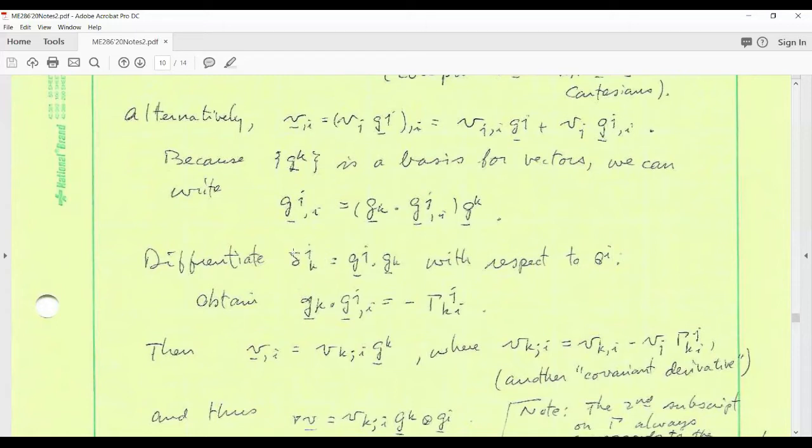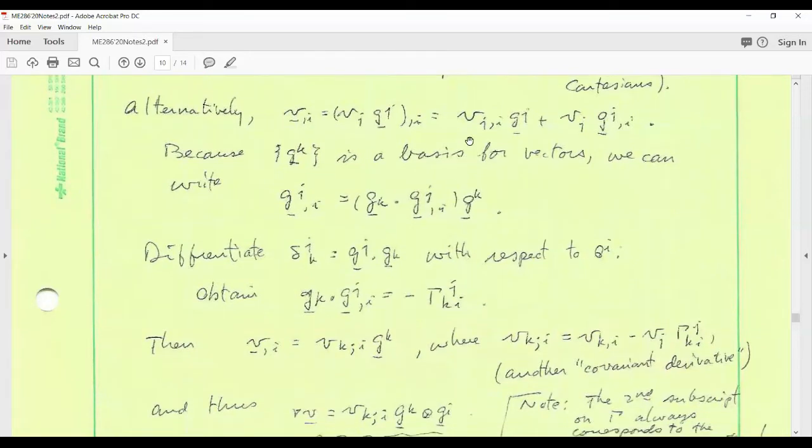The left-hand side, of course, being zeros and ones, are constants in space. So if we differentiate this equation with respect to theta super I, let's say, you'll get 0 on the left, and then you'll get this plus g super j dot g k comma I, which we know how to represent in terms of the connection coefficients. So solving for these, we get just the connection coefficients with a minus sign now.